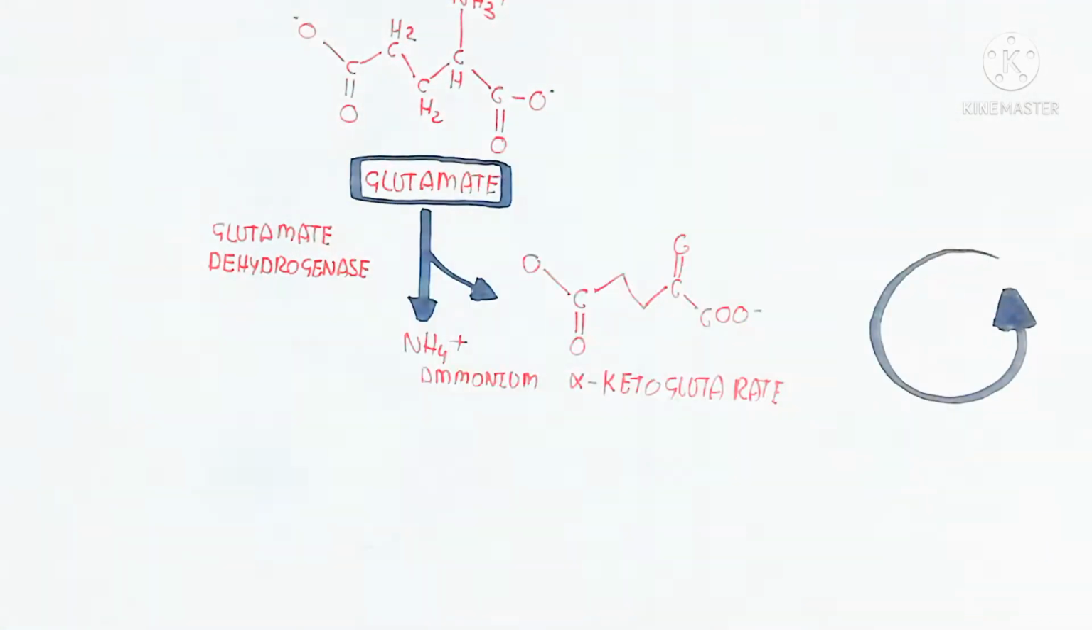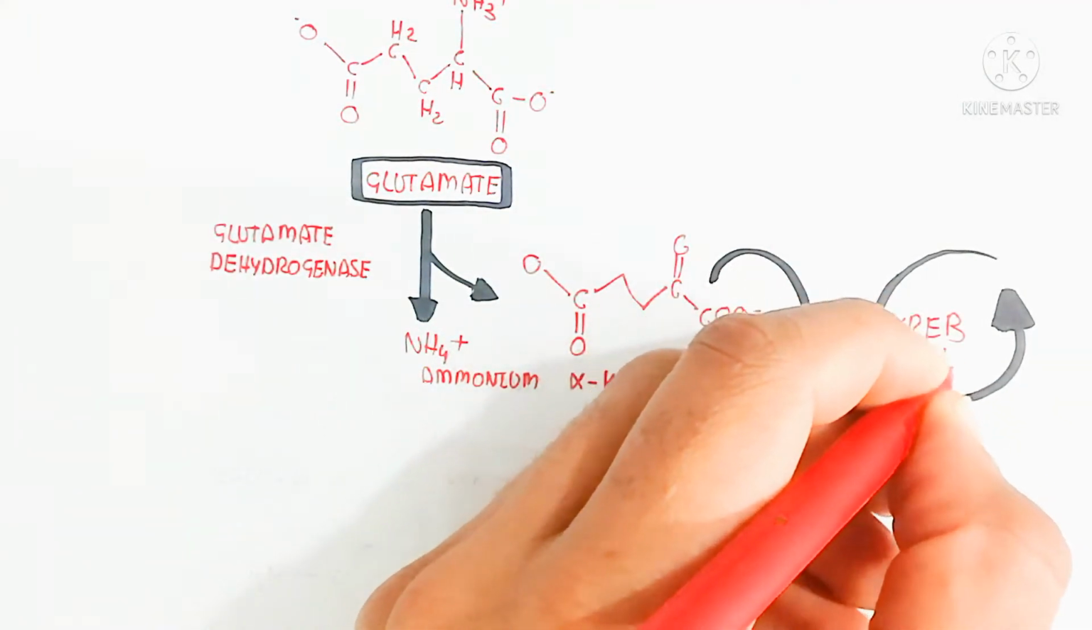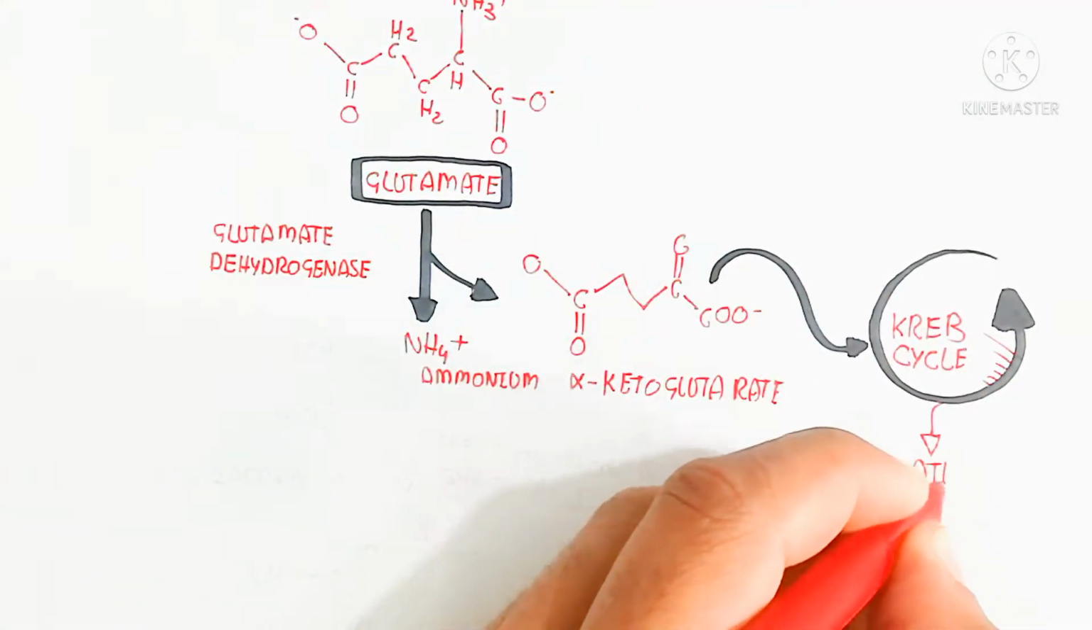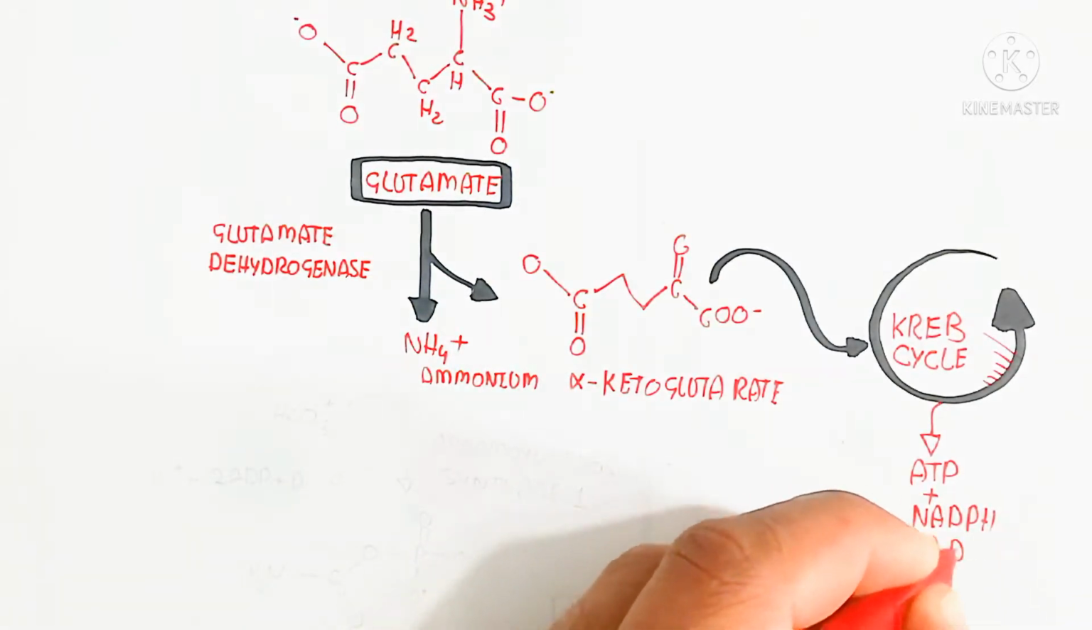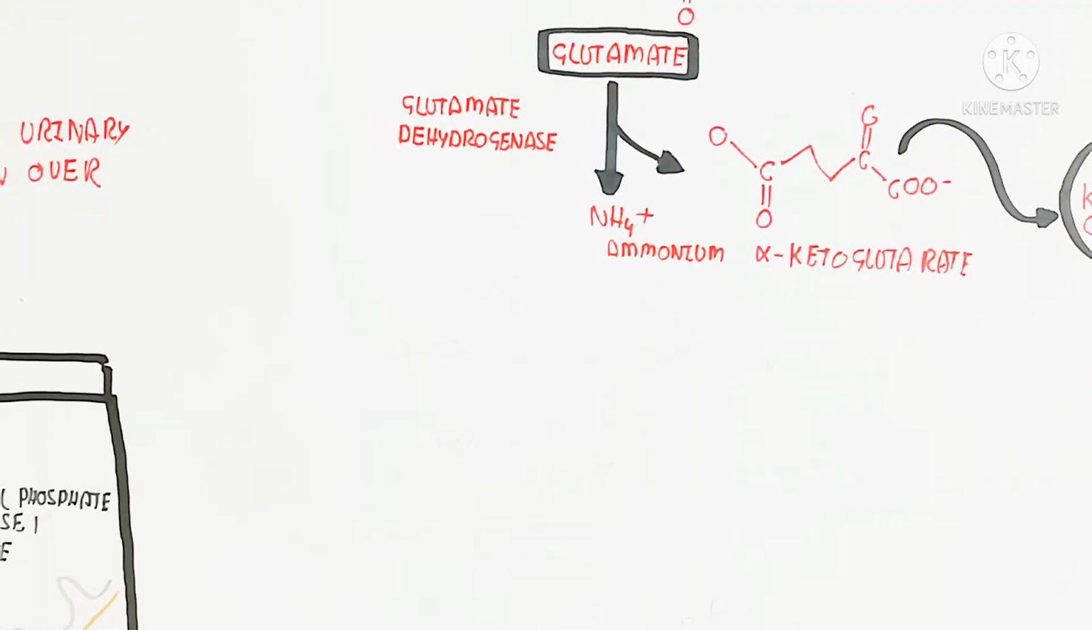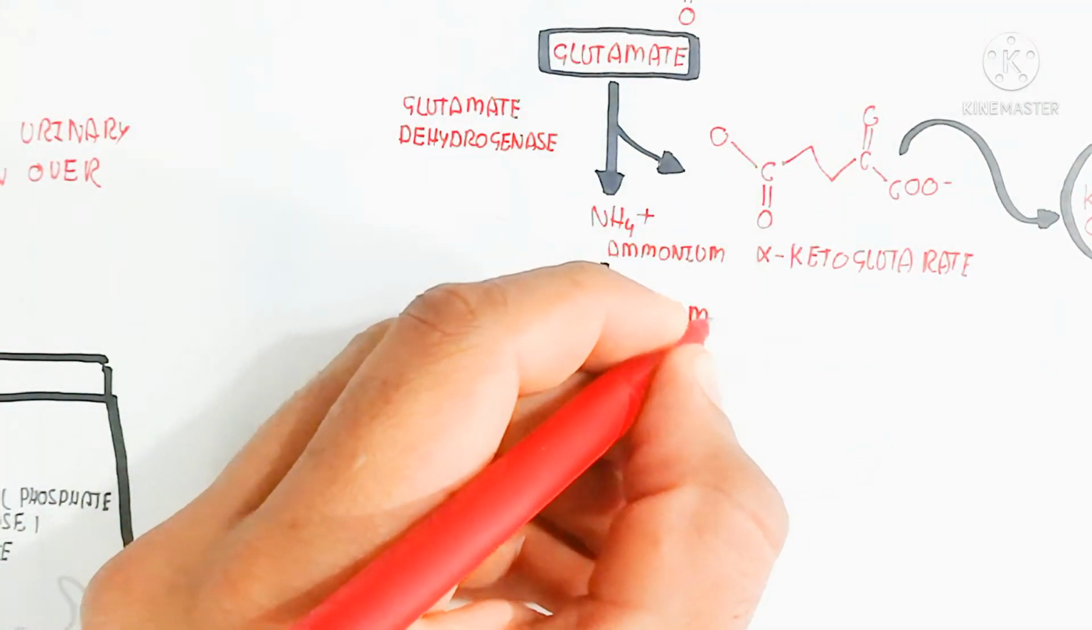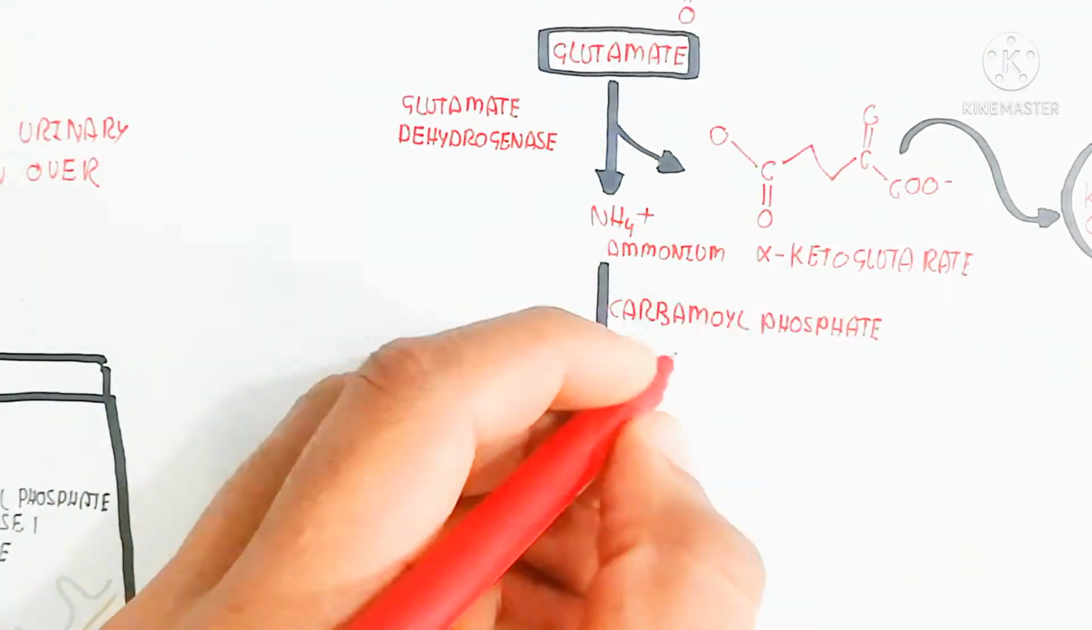And in this way, you can see the Krebs cycle is important, and this alpha ketoglutarate is used for the Krebs cycle to produce energy for the electron transport chain for different mechanisms. So this is the catabolism of the alpha ketoglutarate; it is used for catabolism.